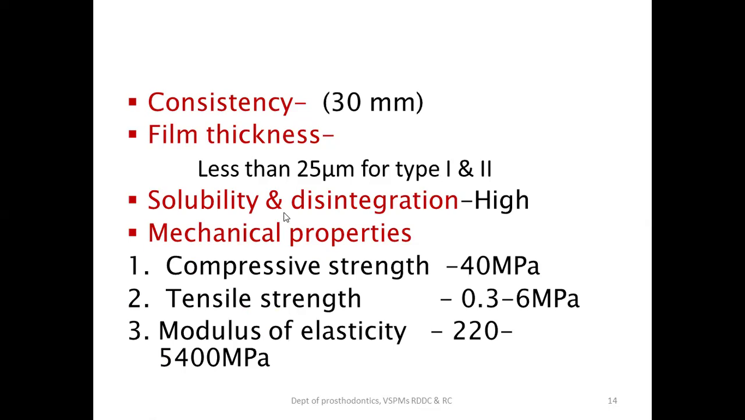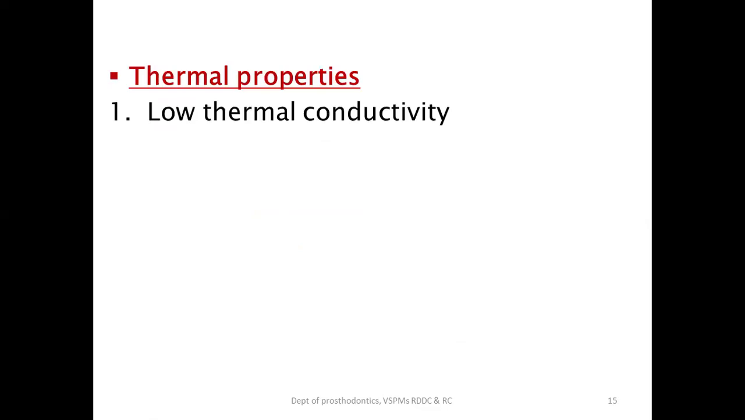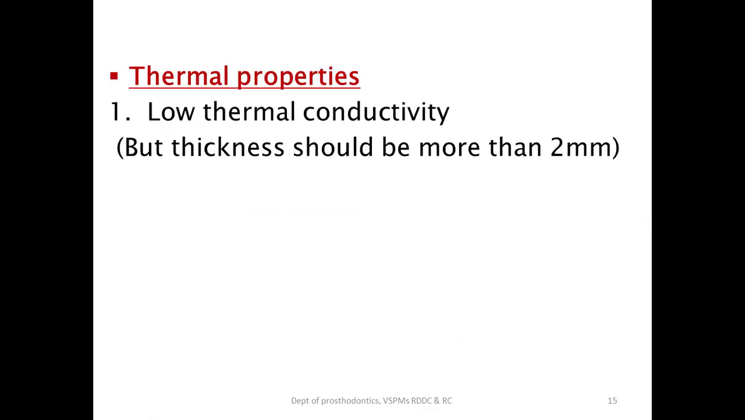Now here the strength is less. Although we are using it as a temporary cementation or a temporary restorative material, it is good, because if we are using it for a temporary purpose, it should be removed easily. So for a temporary purpose, this strength is sufficient. Now, thermal properties: it is low in thermal conductivity, but to give this thermal insulation effect, the thickness should be more than 2 millimeters.